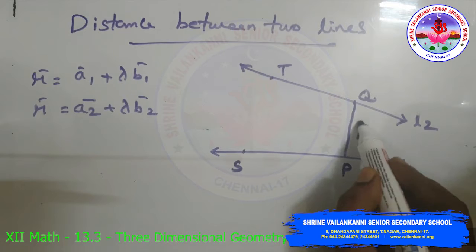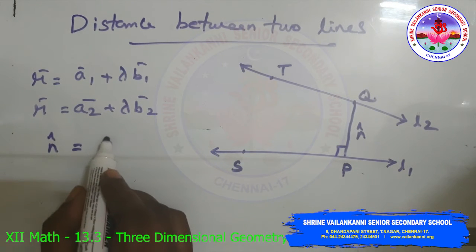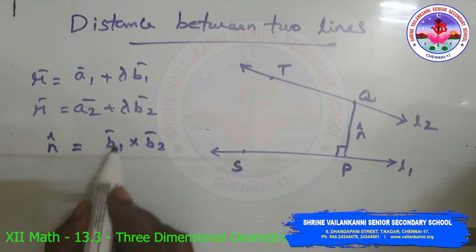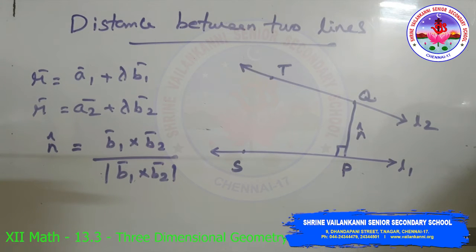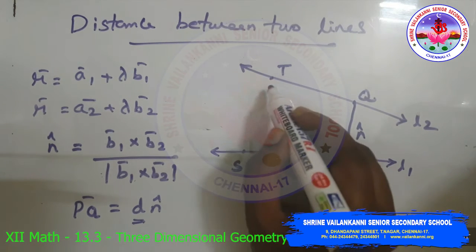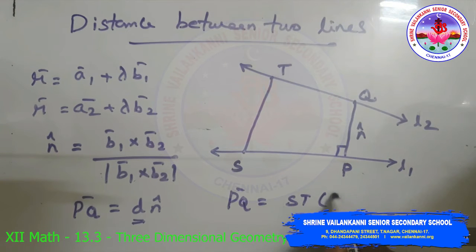The unit vector along PQ therefore is n cap equal to b1 cross b2 divided by modulus of b1 cross b2. So b1 cross b2 we can find using determinants. Then we can write PQ equal to D into n cap, where D is the magnitude of the shortest distance vector. Let theta be the angle between ST and PQ. Then PQ equal to ST into cos theta.